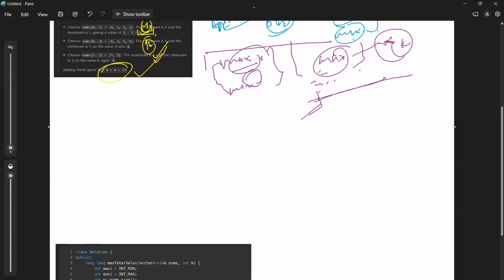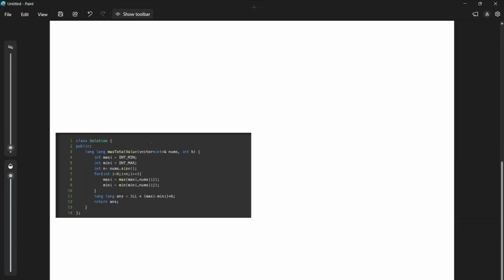So let us check out how we can solve this problem. First of all, I will initialize my maxi with the minimum value and mini with the maximum value. This loop will eventually find the maxima and the minima of my array. After finding them, I will just find the difference between the maxima and minima and multiply it with k. I will return this answer as long, because that is what it asks for. This solution is a big O of n solution which will be easily accepted on LeetCode.